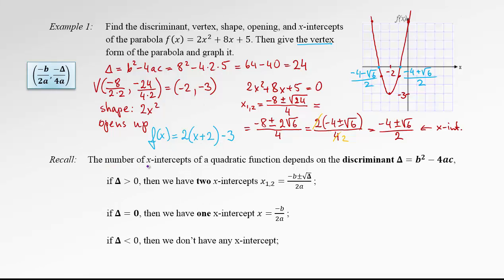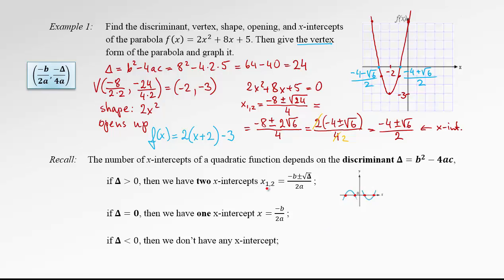Let's recall what we know about the number of x-intercepts of a quadratic function with respect to the discriminant delta, b squared minus 4ac. If our discriminant is positive, then we have two different x-intercepts, and the formula for those intercepts is negative b plus or minus square root of delta over 2a. To visualize this situation, let's see how the graph of our parabola may look like. It may have arms up or down, but in both cases, the graph will cross the x-axis twice.